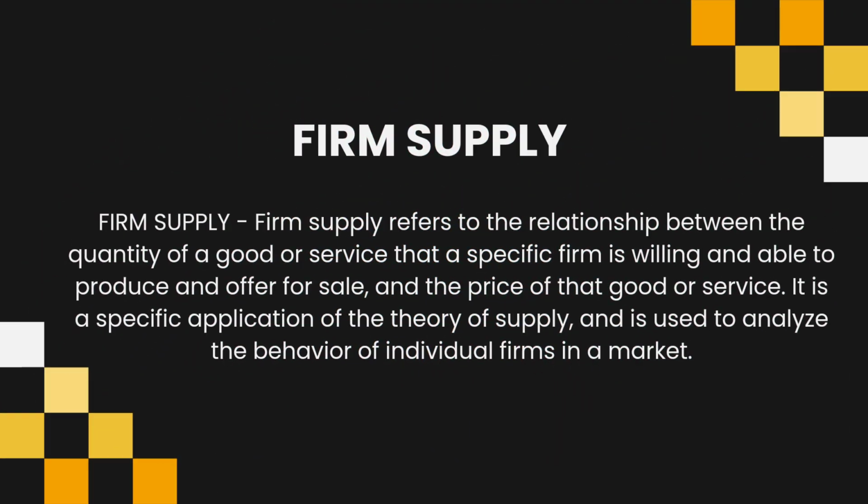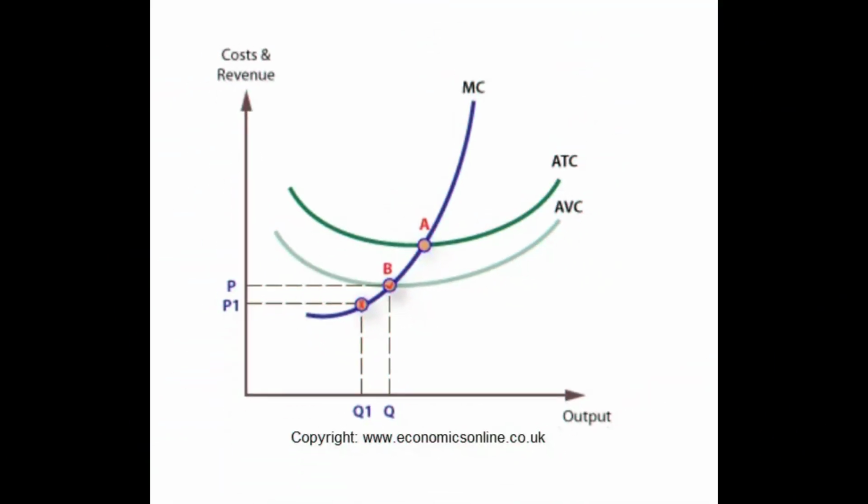Supply theory has two categories: the firm supply and industry supply. Firm supply refers to the relationship between the quantity of good or service that a specific firm is willing and able to produce and offer for sale and the price of that good or service. It is a specific application of the theory of supply and is used to analyze the behavior of individual firms in a market. The firm supply curve shows the relationship between the price of the good or service and the quantity of the good or service that the firm is willing to produce and sell. The slope of the supply curve is positive, meaning that as the price of the good or service increases, the quantity of good or service that the firm is willing to produce and sell also increases.